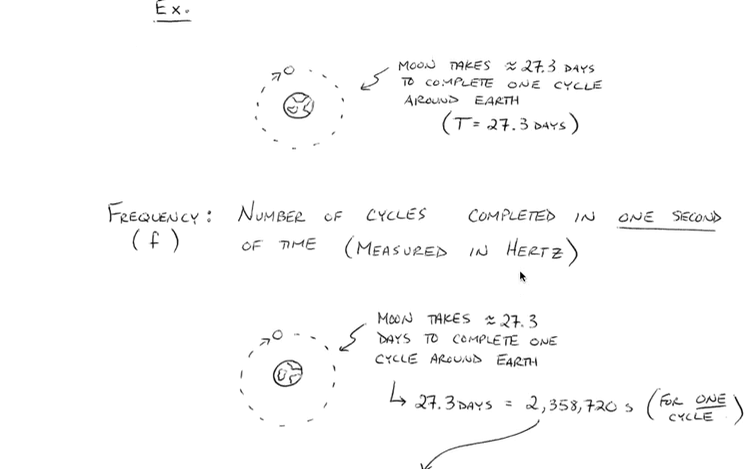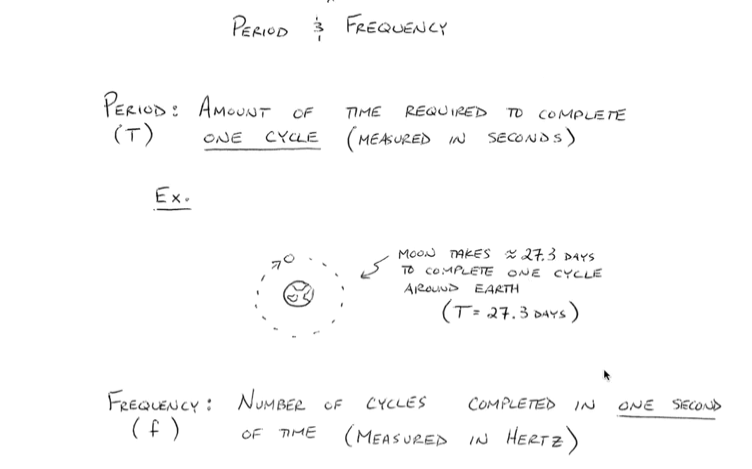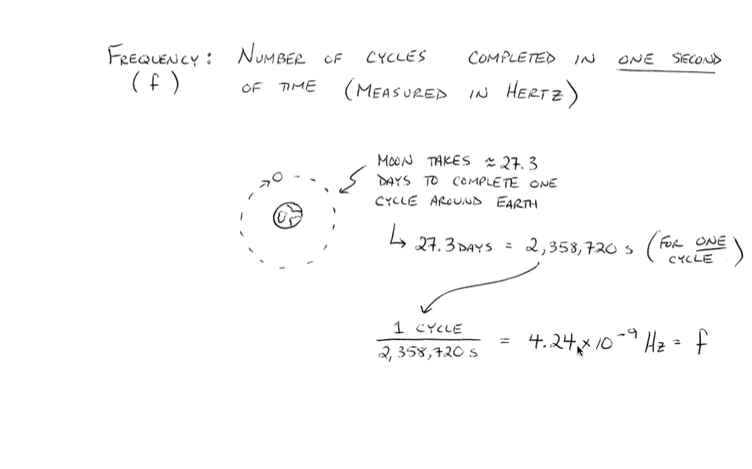So if we take a look, the period here is very large, 27.3 days. The frequency is very small. And hopefully that makes sense, because if something's taking a very long time to complete one cycle, you would not expect to see it very frequently. So the frequency here is very low.